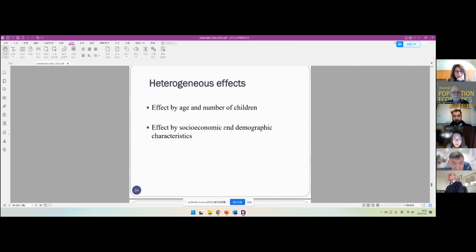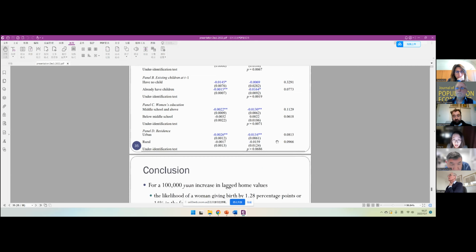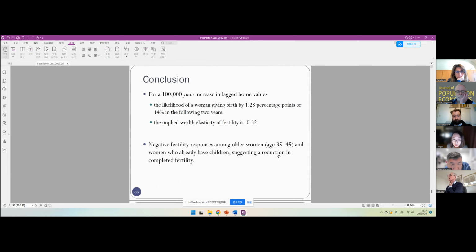And finally, we look at the heterogeneous effects, and we can see that older women and women who already have children are also negatively responsive to home equity, to house price increases. So these results indicate a reduction in completed fertility.